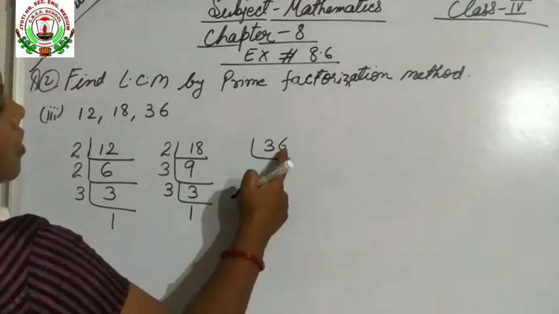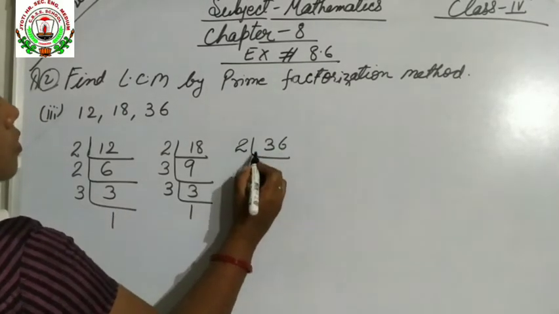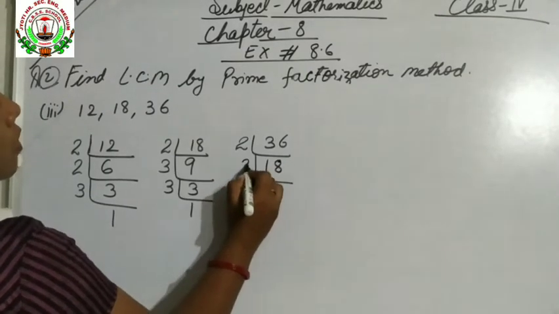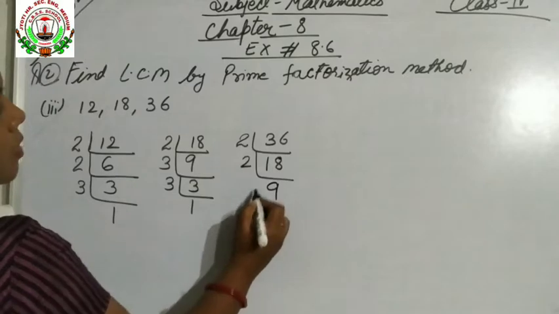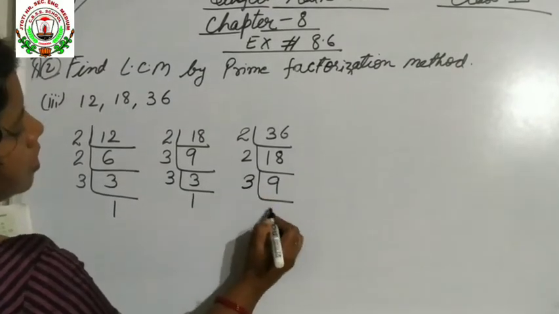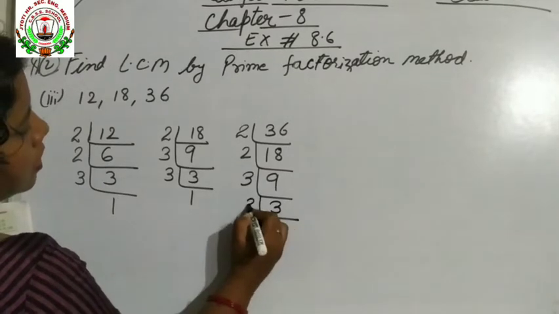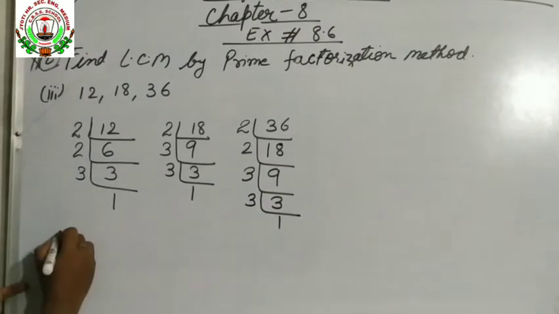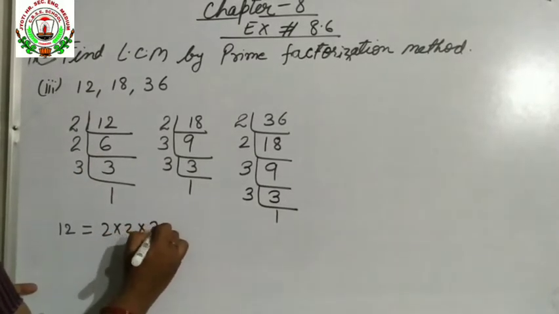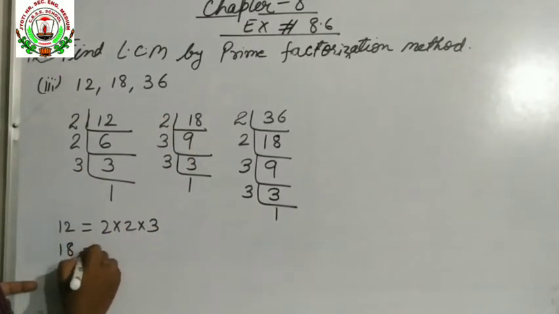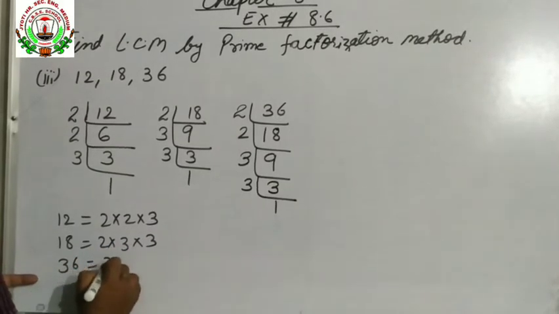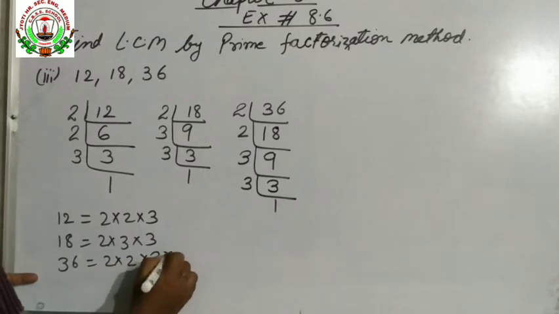Clear? Now 36 is also an even number, so it is divisible by 2. 2 1s are 2. 2 8s are 16. Now in the 2 table, 18 will come 9 times. Now 9 is not divisible by 2, so we will take 3. 3 3s are 9. Then 3 1s are 3. Now you will write here 12 as 2 times 2 and 3. Here 18 is 2 into 3 into 3. Then 36 is 2 into 2 into 3 into 3.